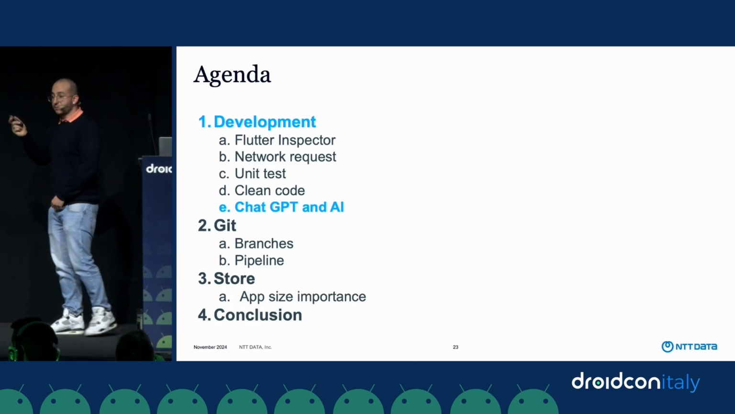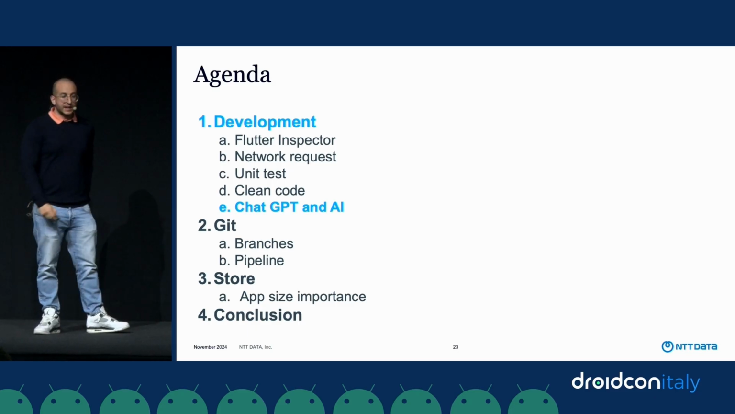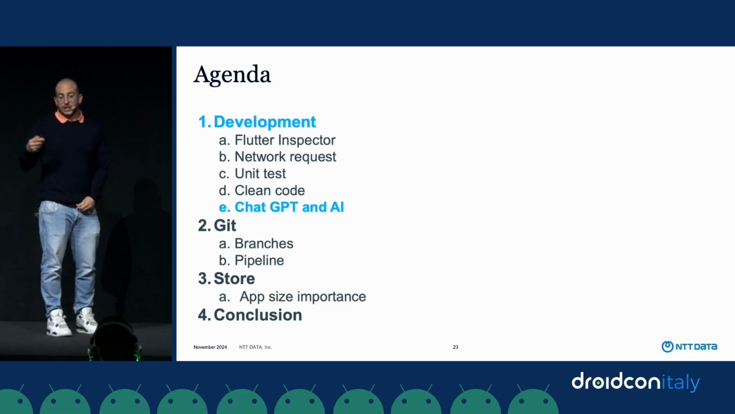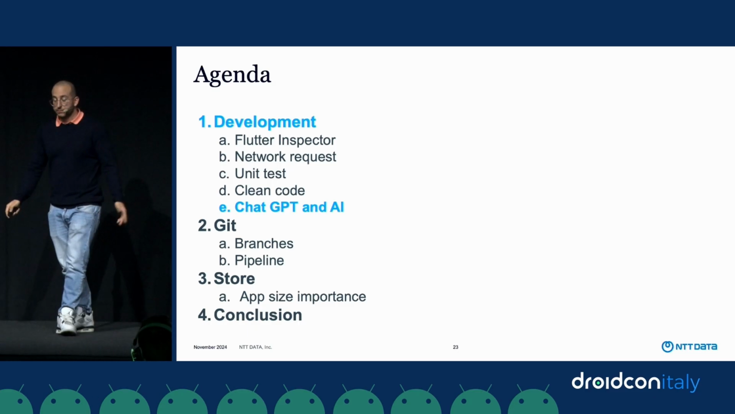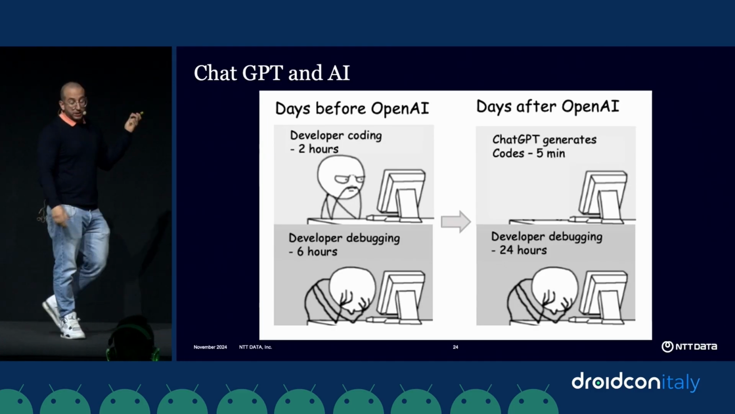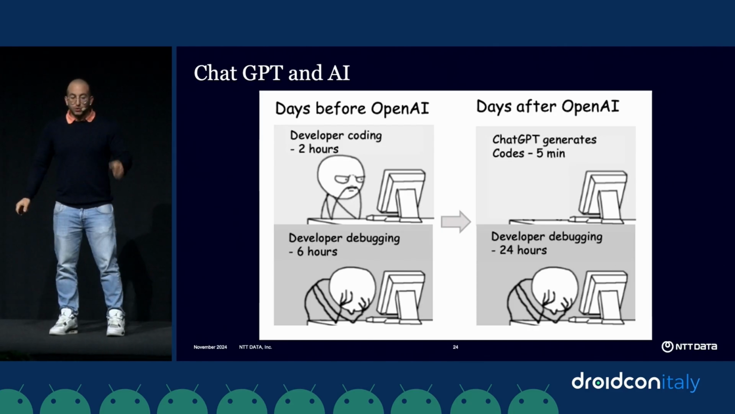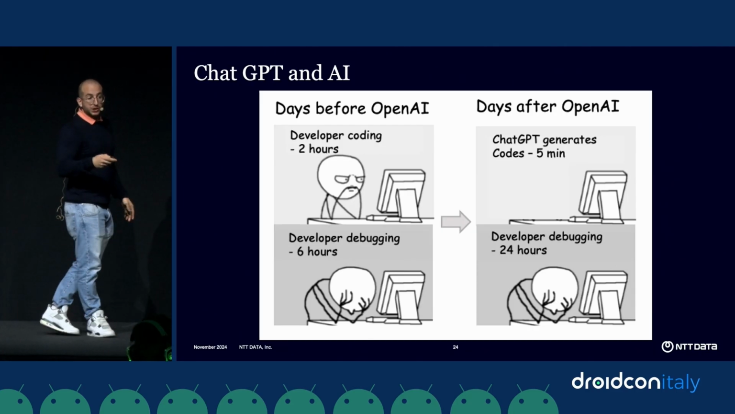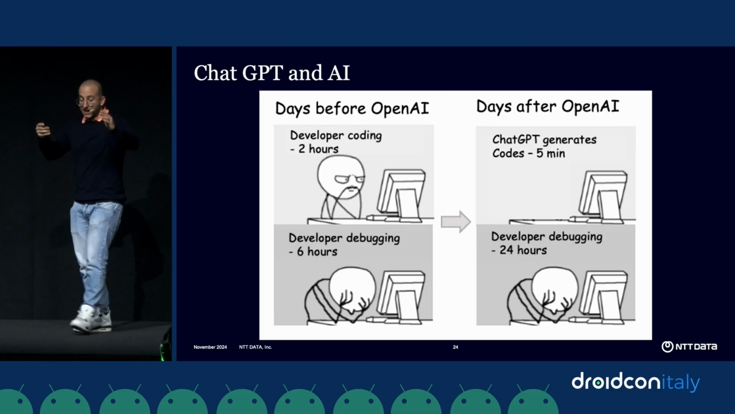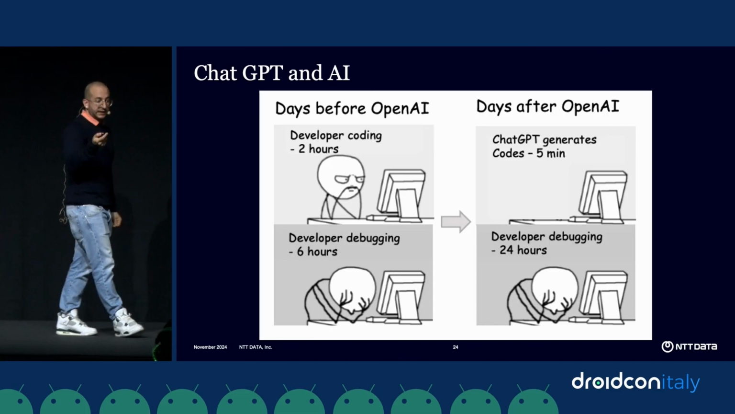Let's start with the last point, about development: ChatGPT and AI. Everyone at the moment uses ChatGPT and AI for development. I understand it, me too. But it's a typical situation of using ChatGPT and AI for coding. You are faster at developing, but you are not as fast at debugging it. So you have to understand the code.